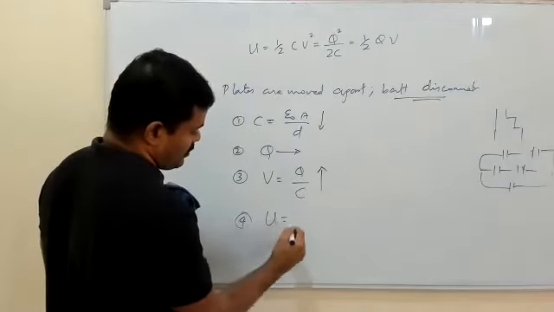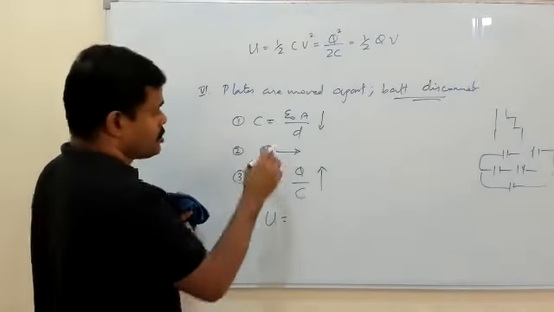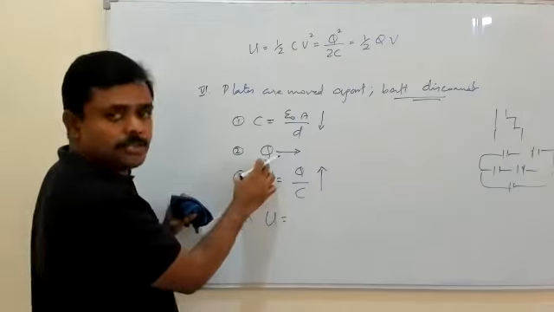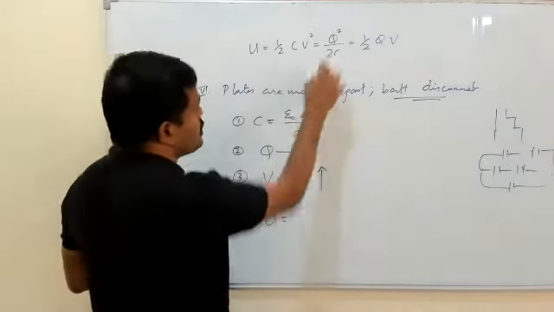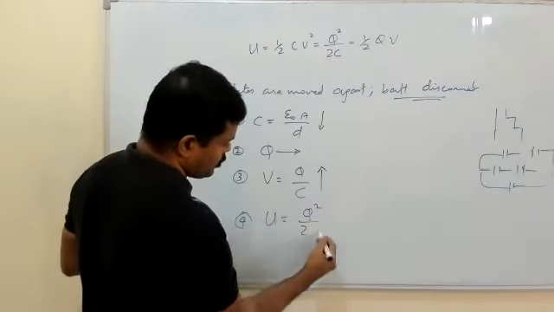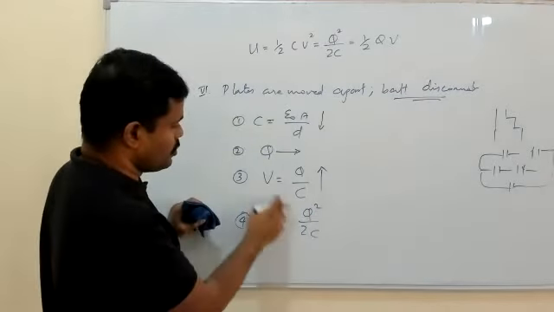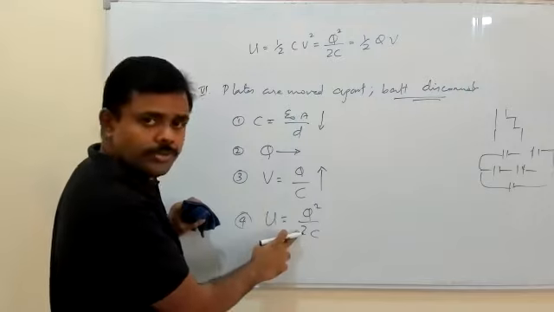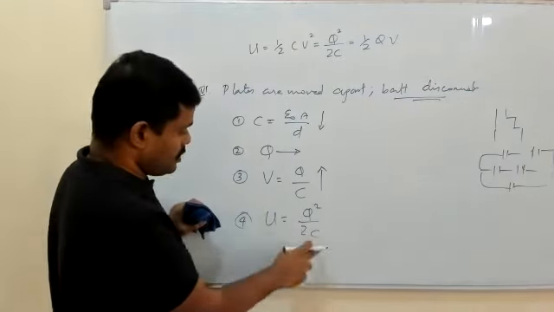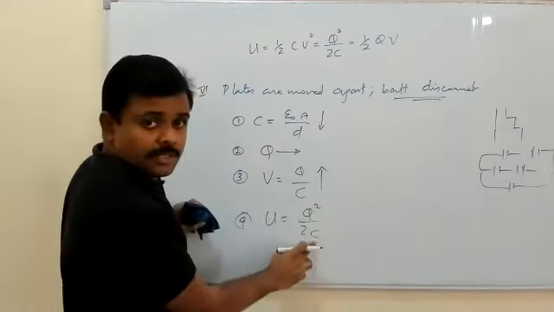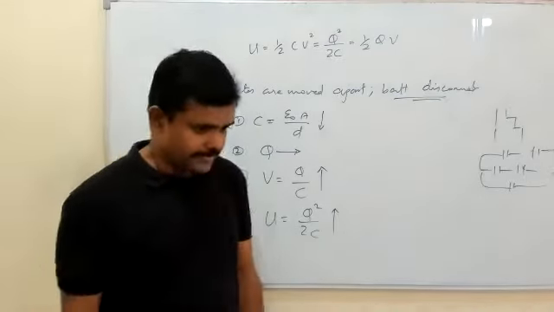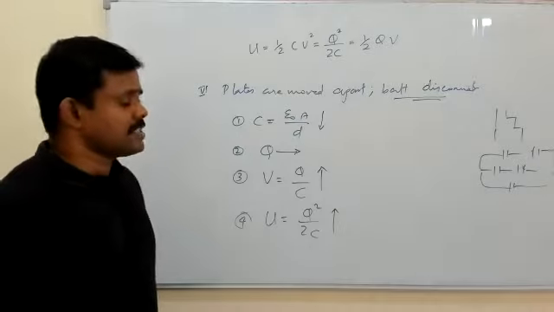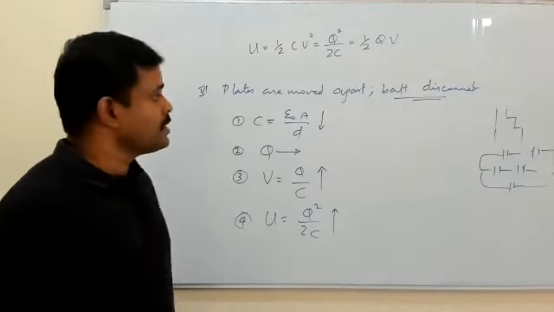Fourth one, energy. I must choose an equation with this quantity in it, because Q is constant here. So I'll take Q squared over 2C. What's happening to Q? Q is constant. What about 2? 2 is constant. What's with C? C is decreasing. So the denominator is decreasing, which means energy is increasing. The rest of the cases I am giving as homework, 7 and 8.